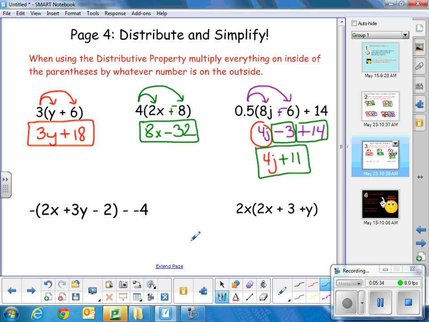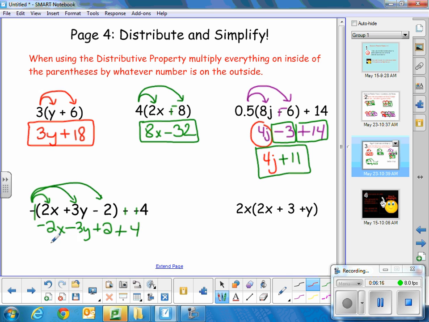In our next example, before I even start, I would clean up this minus a negative 4. Minus a negative 4 is really plus a positive. Also, we have a negative sign on the outside of the parentheses. Think of that as a negative 1 times everything on the inside, or it will change everything inside to the opposite of what it was. So negative 1 times 2x is negative 2x. Negative 1 times 3y is negative 3y. And negative 1 times negative 2 is positive 2. And then we're going to bring this part straight down since it's not in the parentheses. We're not going to multiply it by the negative 1.